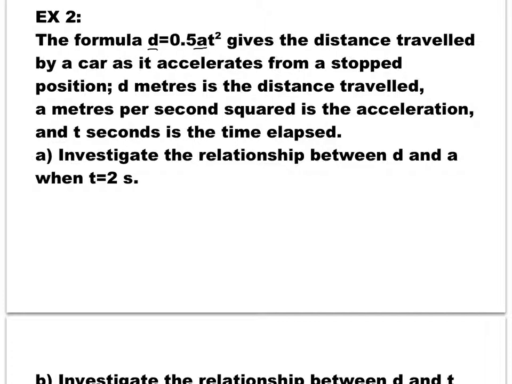If t is equal to 2, I get d is 0.5 a times t squared, so 2 squared. So from here, d: 2 squared is 4. 4 times 0.5 is 2, so d is equal to 2a. I have to investigate what is the relationship between d and a now. You can see that the maximum exponent of a is 1, so this means that the relationship between d and a is linear.